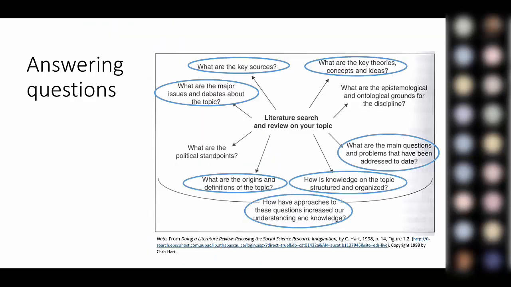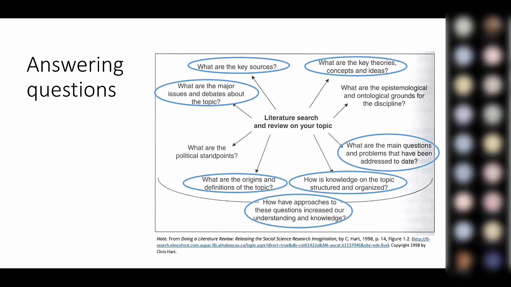And if you're not sure where to start your review section, it can help to have an idea of what types of questions the literature review can answer. This can give you an idea of what your literature review can accomplish. And as you can see in this figure from Hart, there are several possible answers that your audience can learn by reading your review. Not all will be relevant to every review, but some of the basics include, what are the key sources? This is just the very basic starter question.